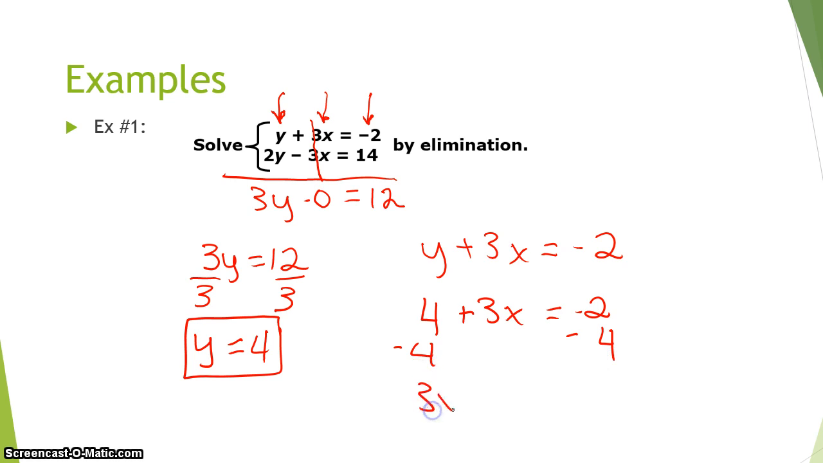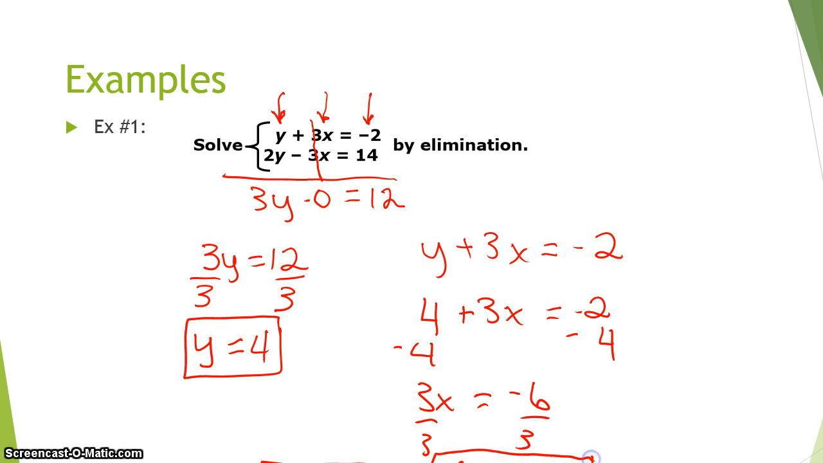So I get 3x equals negative 6. Divide by 3 on each side. So now I'm going to get x equals negative 2. So I've now solved for my x and my y. I can now write this as an ordered pair of negative 2 comma 4. And that is my final answer.